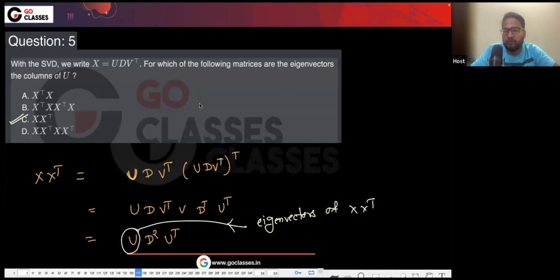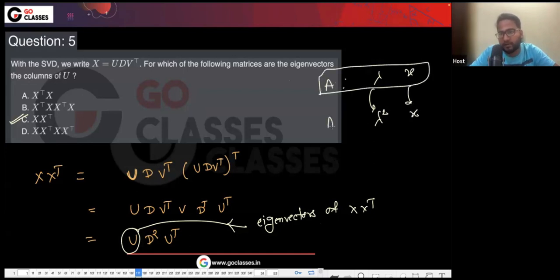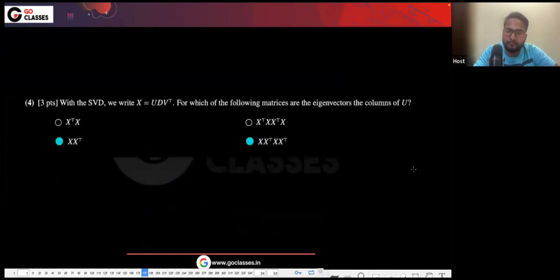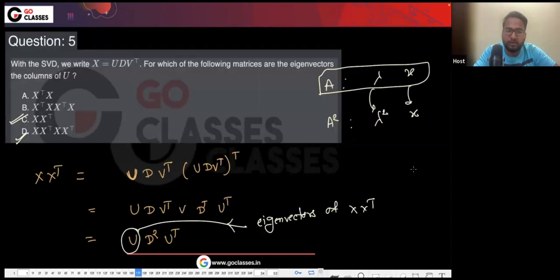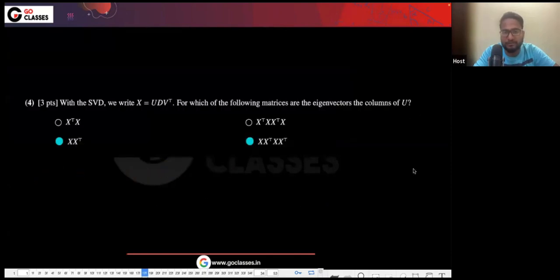Eigenvalue, if you remember, for the square matrix, right? Eigenvalue gets squared from lambda to lambda square, but the eigenvector remains the same, right? For the square matrix, if A is having lambda and x, then A square will be having lambda square and x, right? So for D also it is true. Is this true for A? No. X transpose X basically, like eigenvectors of X transpose X are kept in V, right? Okay. So these two are answers. C and D are the answers.